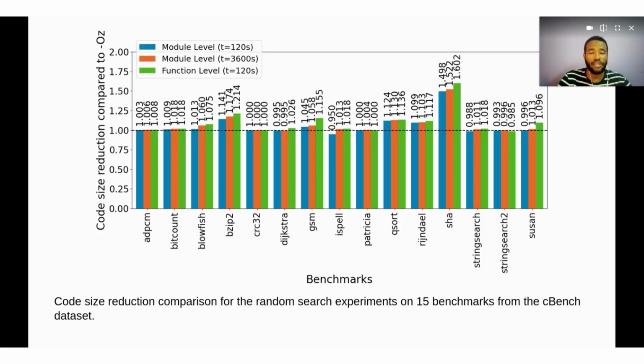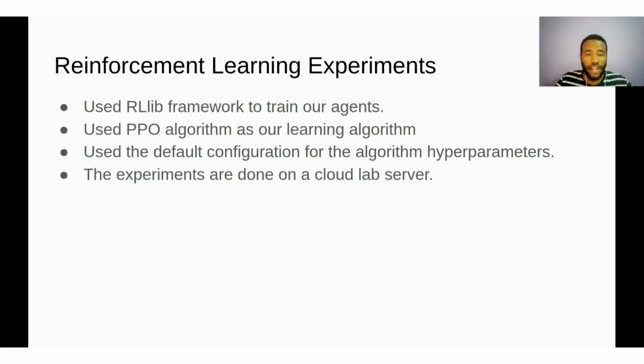In this figure, we can see the code size reduction compared to Oz in the 15 benchmarks of the 3 experiments mentioned in the previous table. We can see that in 13 benchmarks, our method was able to achieve better or similar performance to the module level method. Also, we can notice that in the CHStone benchmark, our method was able to achieve nearly 60% improvement over the Oz flag. Now let's go to the reinforcement learning experiment.